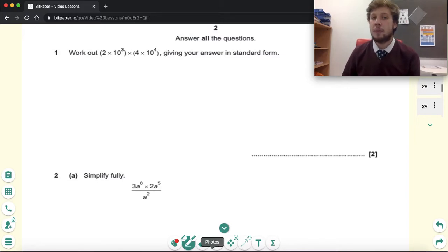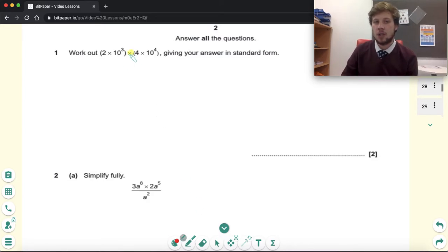I'm just going to go through the paper and think about how I would approach it if I was a student at this time, and what I'm doing as a teacher in order to pick up marks even if I'm making some arithmetic error. So, the first question says work out 2 times 10 cubed multiplied by 4 times 10 to the 4.